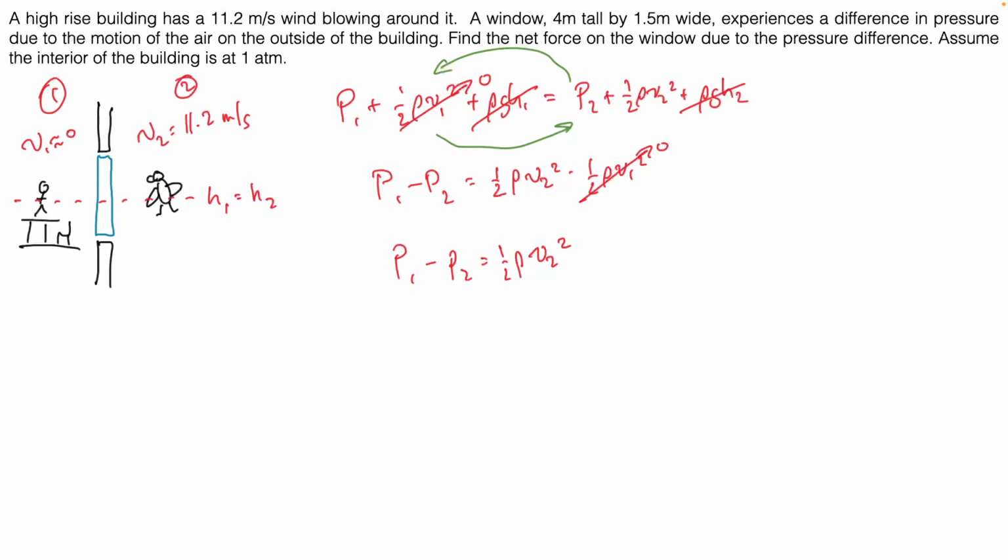So interestingly, a pressure difference is being caused by the motion of a fluid. And I can go ahead and calculate this number, 1/2 times the density of air, which I don't remember. I wrote it down somewhere. It was like 1.2. It's 1/2 times 1.2 times 11.2 squared. And this is equal to 81.5 pascals. So this pressure difference inside to outside is 81.5 pascals.